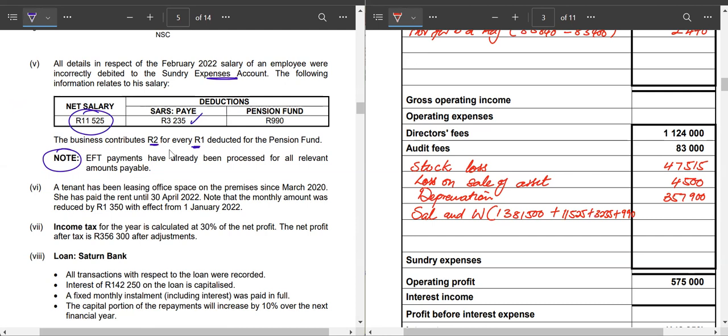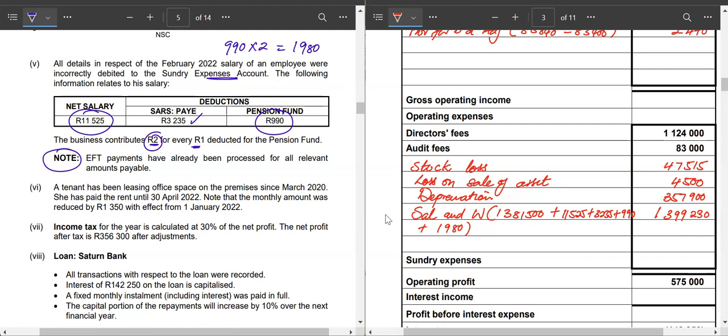It says the business contributes 2 rand for every 1 rand deducted. So I come to my deductions, which is 990, and I multiply that by 2. And then I'll get 1,980. So I'll come here, then I'll say plus 1,980. I'll close my bracket therefore, and then I'll get my 1,399,230. That becomes my salaries and wages.